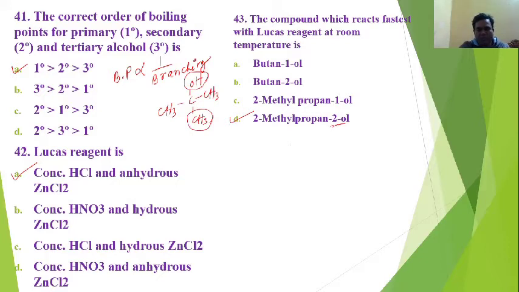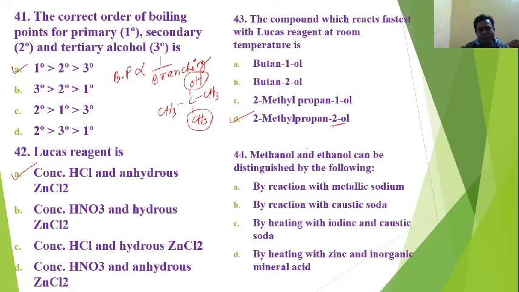Methanol and ethanol can be distinguished by the following. By number 54, methanol and ethanol can be distinguished by the following. The answer is option C, by heating with iodine and caustic soda.